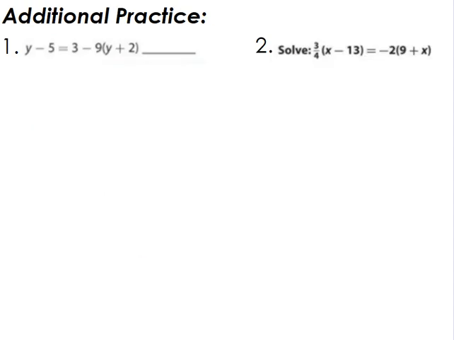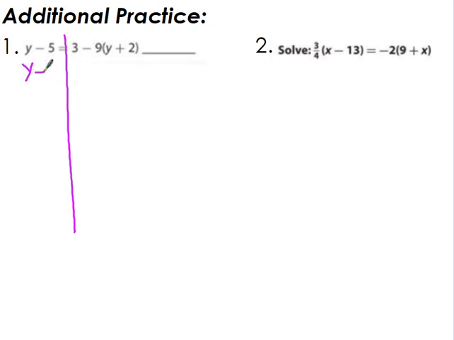So, additional practice. Number one is pretty much self-explanatory, I believe. But one big thing on this one is that you're going to need to get rid of the parentheses first. A word of caution: notice how this is a negative 9 here. When we distribute, we always use the sign that's in front of the number. It makes our lives a lot easier.